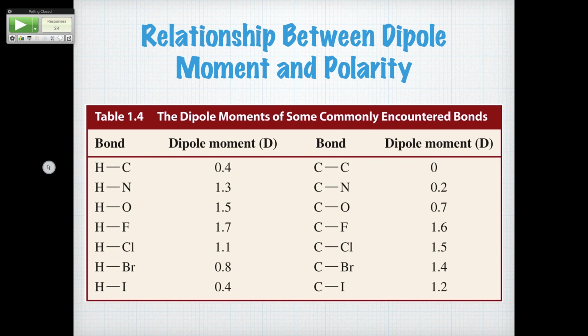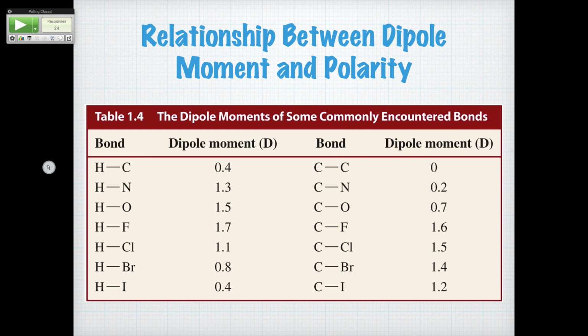Okay, here are some bonds and their dipole moments, just for the bond. So you'll notice that an HF bond has a dipole moment of 1.7. A CF bond is 1.6. So who's more polar, a CO bond or a CN bond? CO is more polar than a CN bond. How about OH versus NH? Who is more polar, an OH bond or an NH bond? OH. OH is more polar. So you can use that till you get a feel for it real fast, because we'll be talking about it all the time.